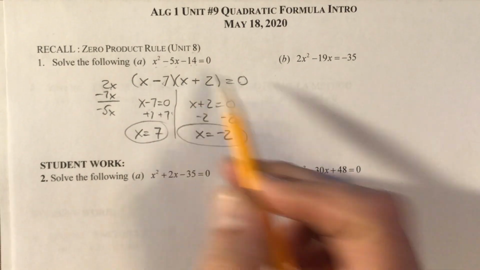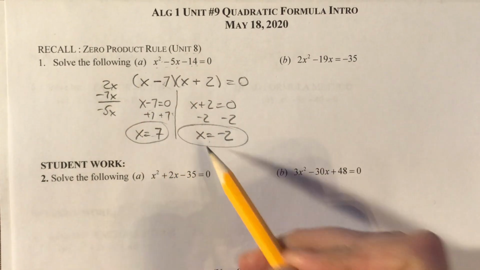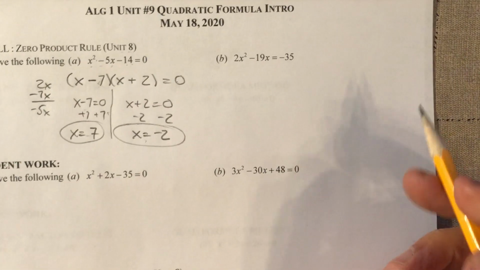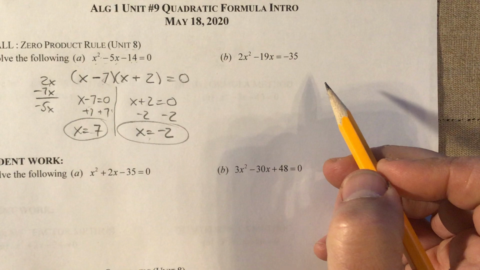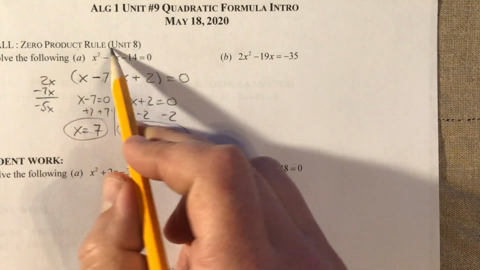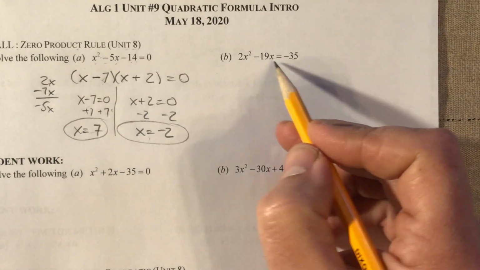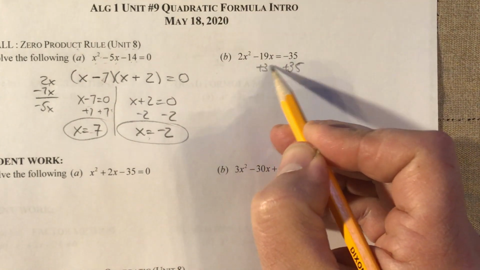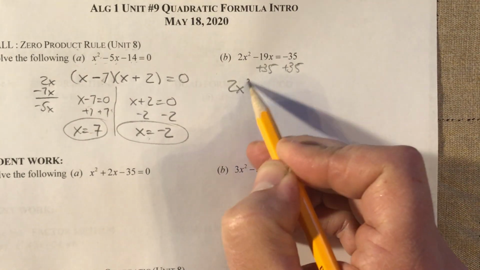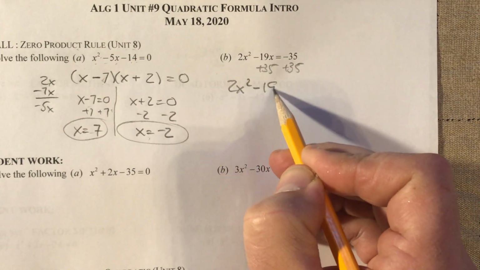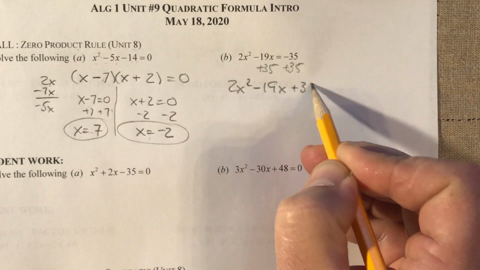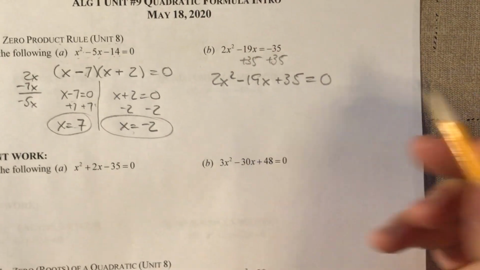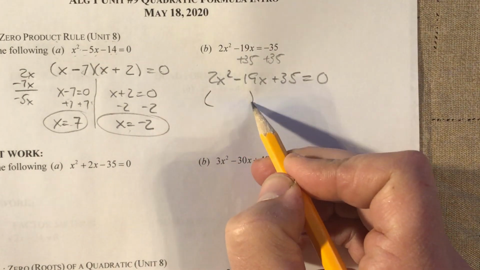So I get 2 solutions for quadratics. If it's squared, you're going to get 2 solutions. All right, well, I go to a little tougher one here. Why is this tougher? Well, first of all, it's not equal to 0. I can't use the zero product rule unless it's equal to 0. So I'm going to move that 35 over. I'm going to add 35 to both sides. So 2x squared minus 19x plus 35 equals 0. And this is going to be a little tougher to unfoil. All right, unfoil we call this.